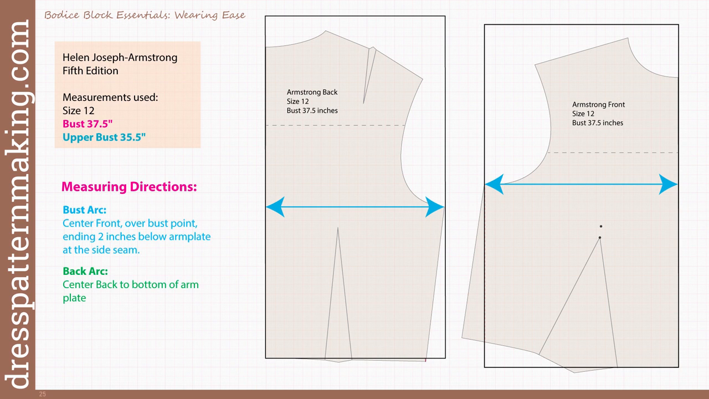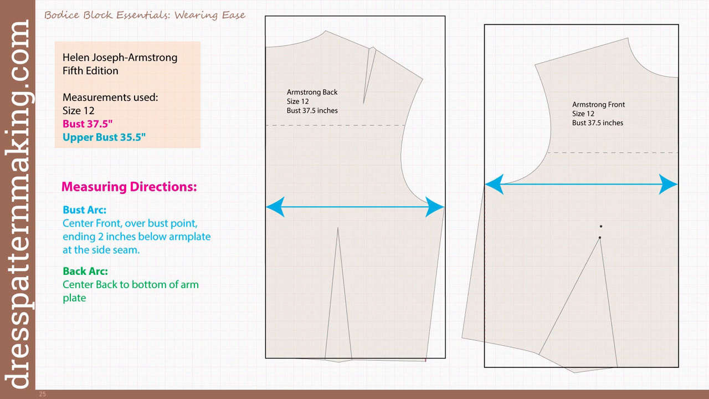The issue is that if they had assumed that the bust arc and the back arc added up to the bust measurement and they had used their own measurements, then they would have ended up with significantly less ease than you're supposed to end up with.